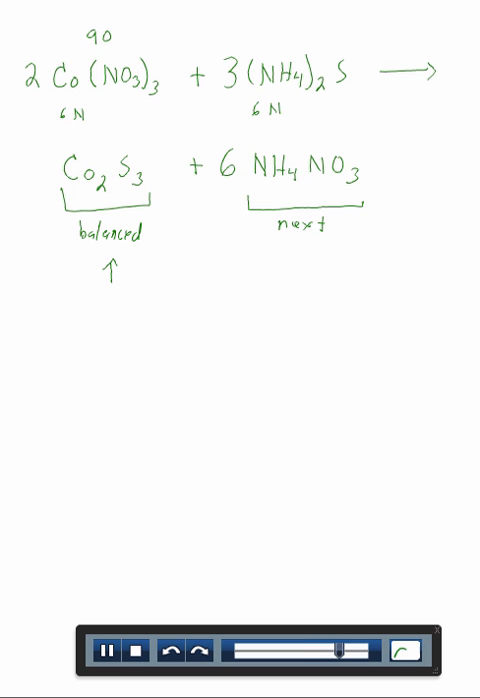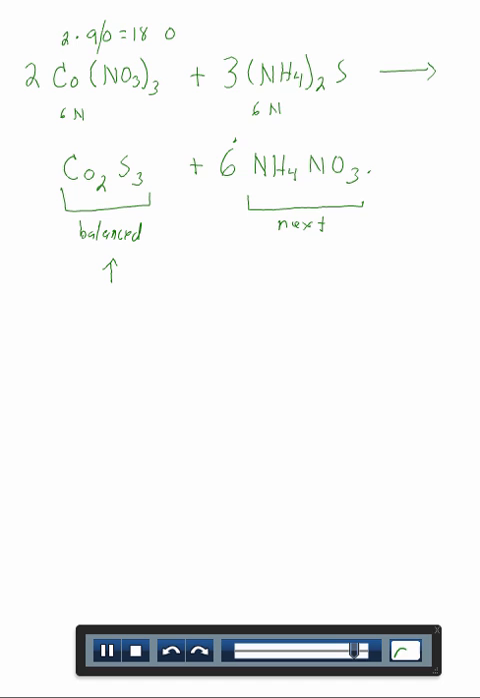I have 9 times 2. That looks like a 90, but it's 9 oxygen. So 18 oxygens on the left, so I should have 18 oxygens on the right. So 6 times 3 is 18, so that's right. 6 times 3.